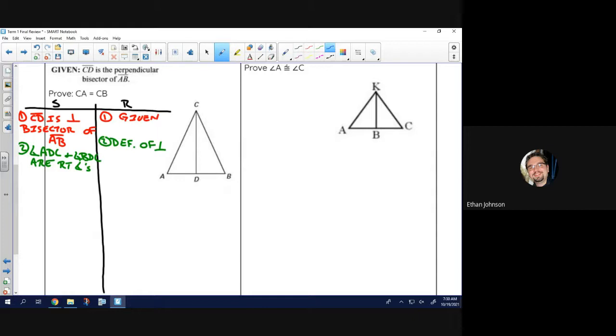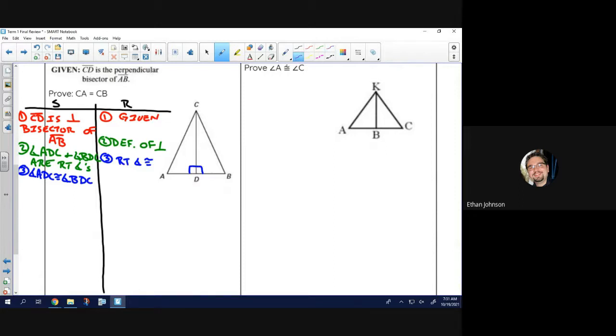Since we stated two right angles, I can say angle ADC is congruent to angle BDC. And because they are both right angles, that is a right angle congruence, because all right angles are 90 degrees. So I will even mark that on our diagram. They're right angles and they are congruent.